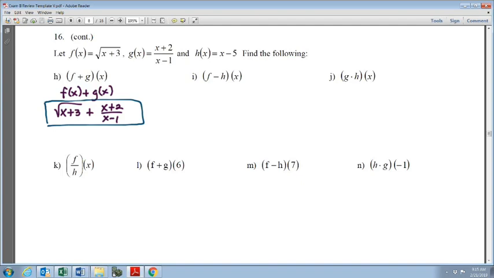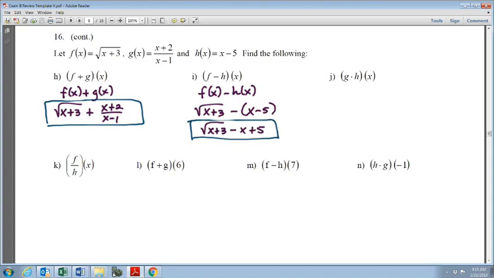For f minus h of x, this is f of x minus h of x. Now f of x is the square root of x plus 3, and h of x is x minus 5. Now be careful here. You do need the parentheses around this because otherwise you're going to miss distributing the negative. You're subtracting a binomial here, and so that will change your signs. You'll get minus x and a plus 5. And again, that's all we can do.